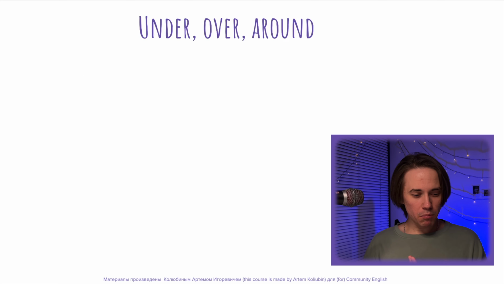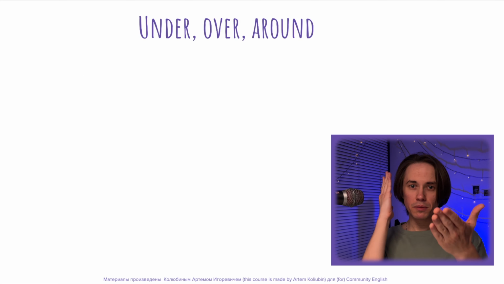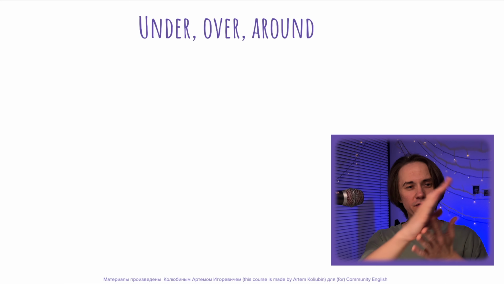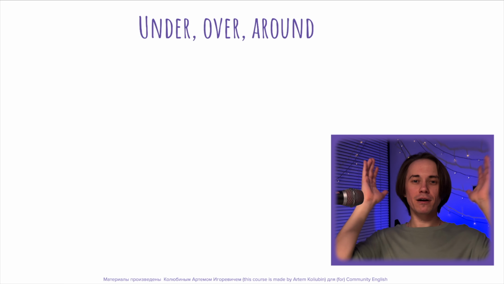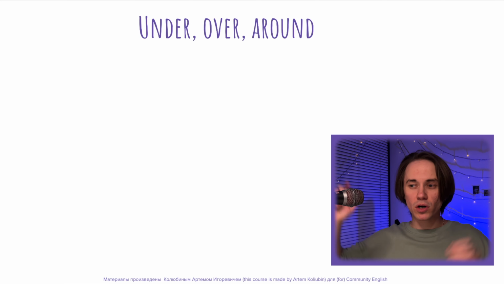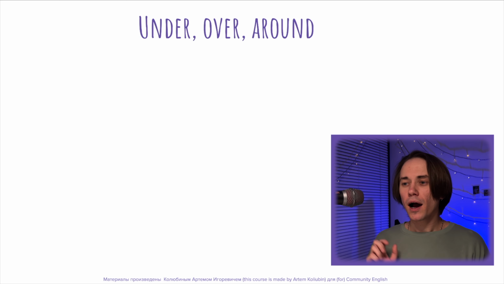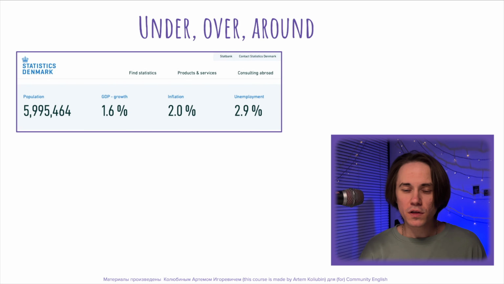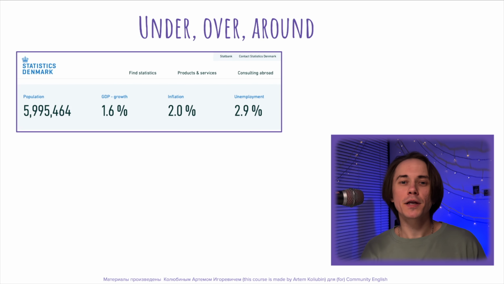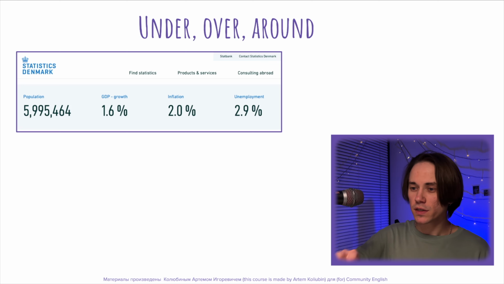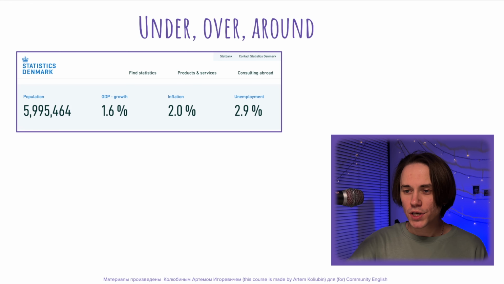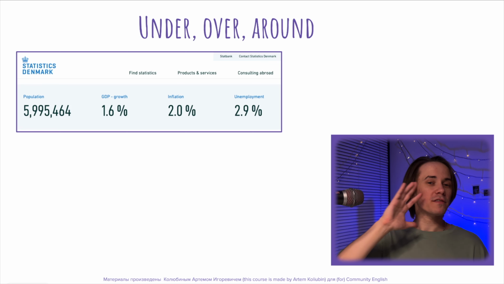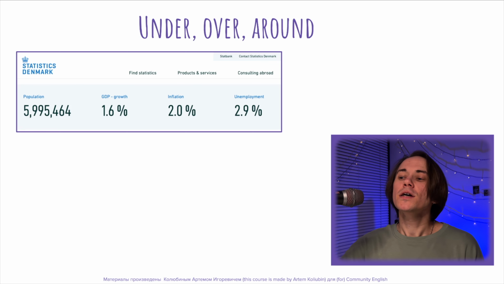So, one more thing. When we talk about numbers, we don't always want to be precise and specific. Quite often we don't want to talk about very specific long numbers. So for that matter, we use 3 words: under, over, and around. For example, if you go to the official website of Danish statistics, you can see these numbers. And of course, you can say 5,009,900,095 and so on and so forth, but it's too much, right? So what do you do?